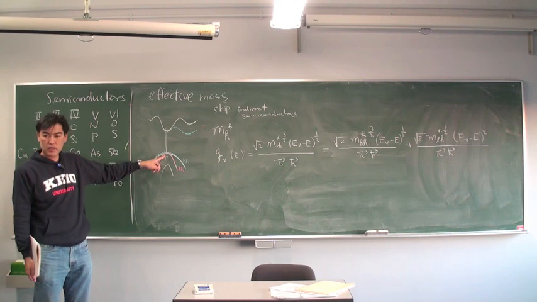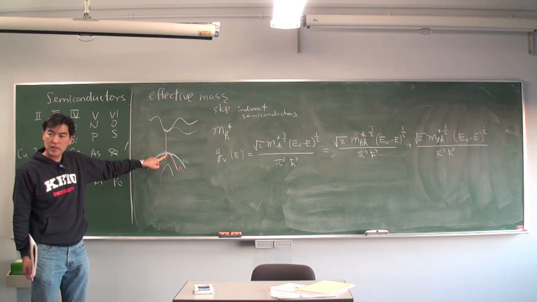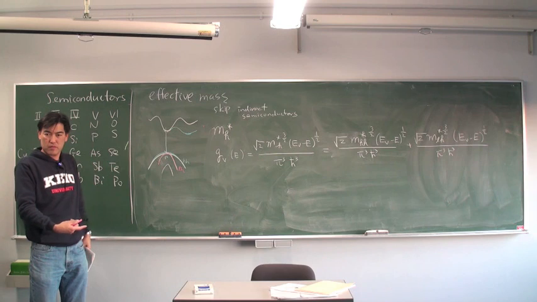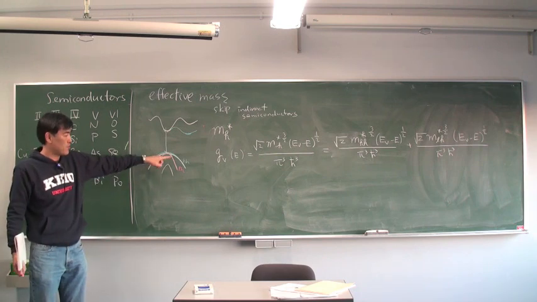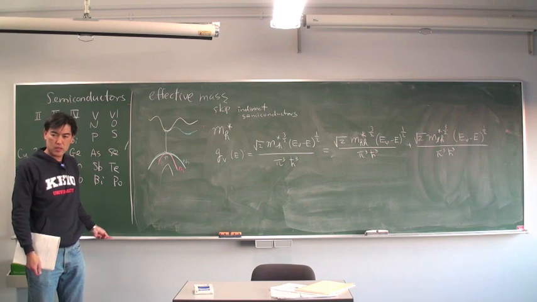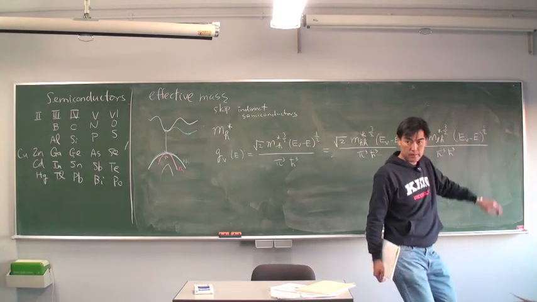Because the light hole band's curvature is large, the mass is lighter for the red band. The mass is heavier for the heavy blue band. Okay? Why am I adding two things here?